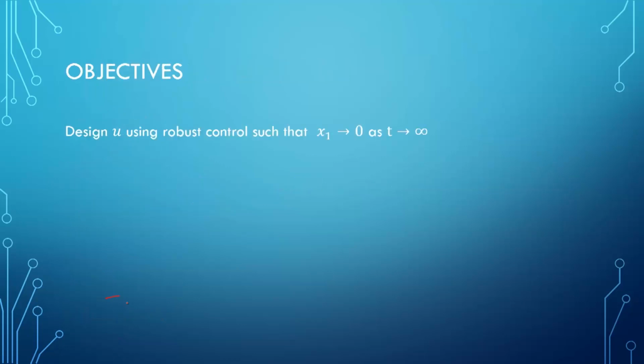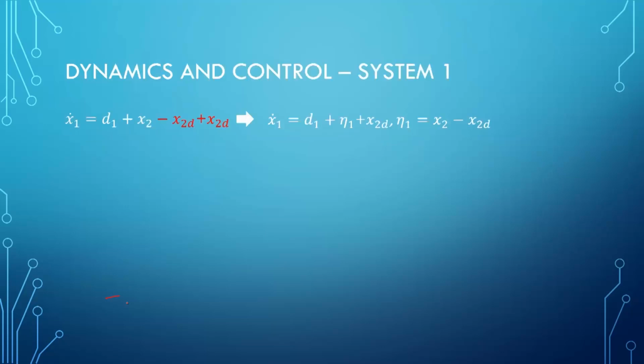So the objective is just regulation, for x1 to be regulated, which means it goes to 0 as t goes to infinity. So we want to use backstepping as well as robust control. In here, backstepping is just the control structure, and robust control is the way to suppress the disturbances, D1 to D3. So system 1.